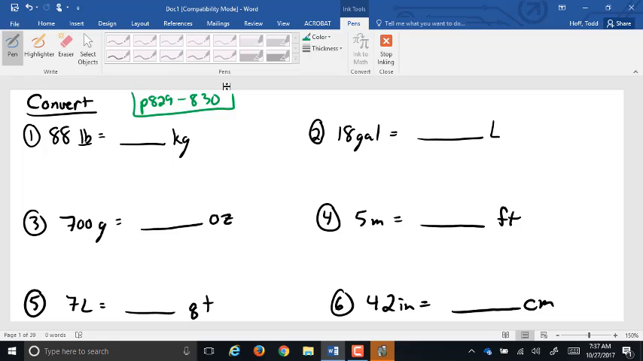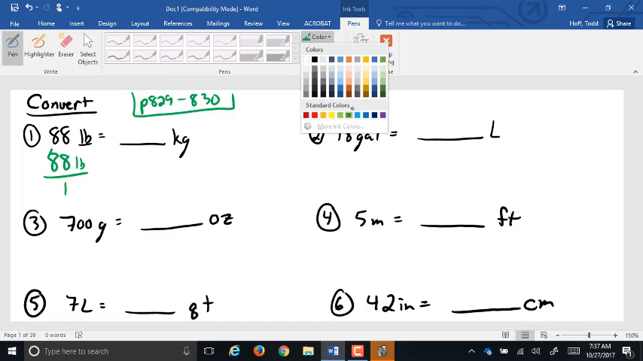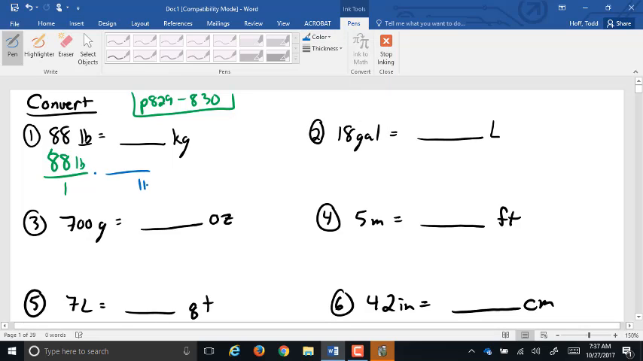Anyway, to go from pounds to kilograms, we got 88 pounds. It is actually pounds on bottom, kilograms on top. 1 kilogram is 2.2. It's actually divided by 2.2. It'd be 40 kilograms.